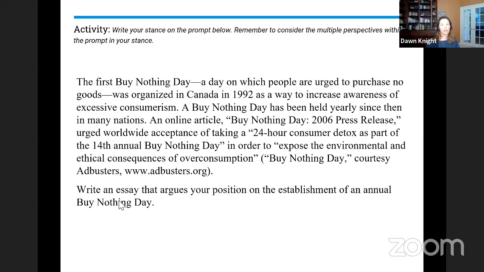And try to be a little more complex than we should have an annual Buy Nothing Day or we should not have an annual Buy Nothing Day. Think about the important perspectives that you might include in your stance. So again, here you can pause and take a minute to write down your stance on this issue.